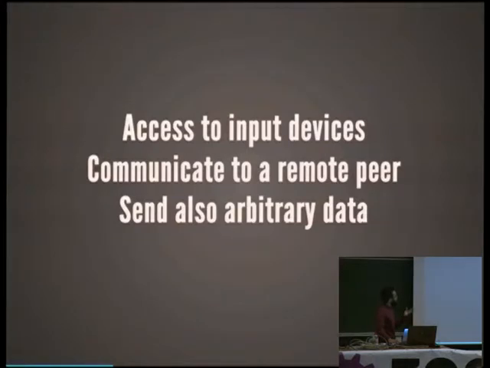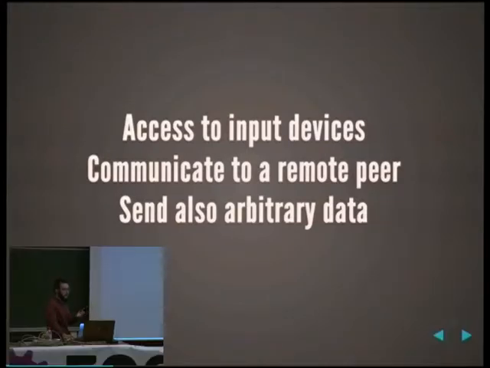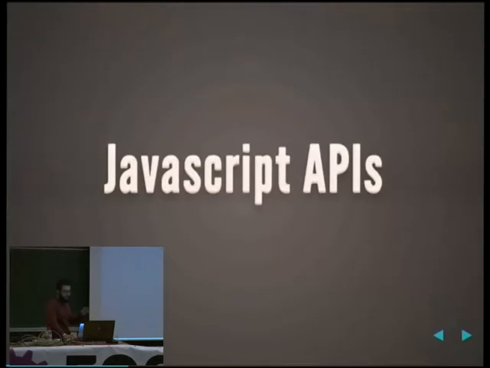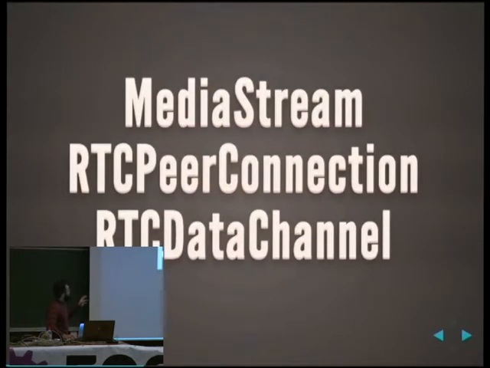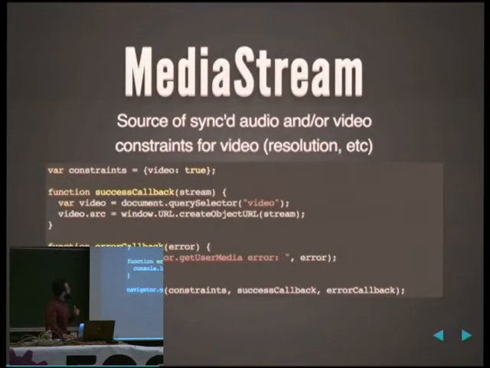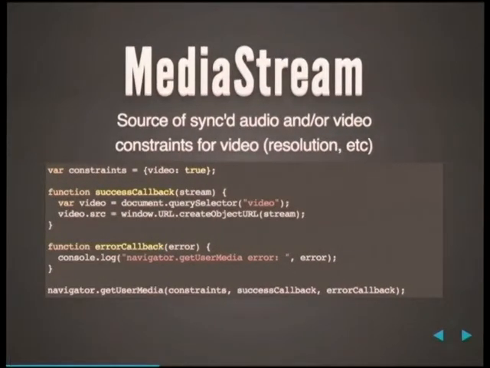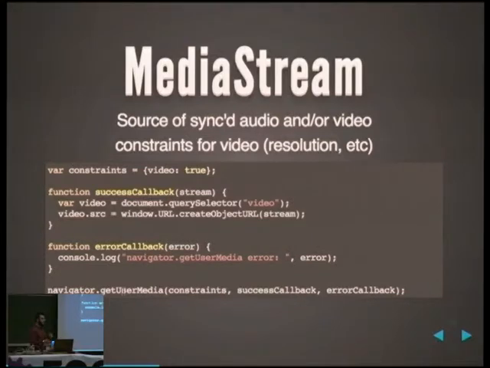Then there's another set of APIs that allow you to communicate with a remote peer directly from your browser. And you can send arbitrary data using a different one. This is abstracted in three APIs basically: the media stream, which is for audio and video, the RTC peer connection, and the data channel. The media stream is this call you see here. It's actually called getUserMedia, and what it gives you is synchronized audio and video output. When you call navigator.getUserMedia, what you get back is a media stream of your camera and your microphone, synchronized.